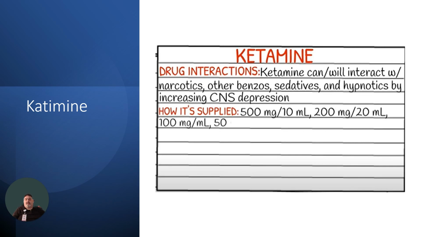Typically, you'll see it supplied in 500 milligrams in 10 milliliters, which is what we're going to be carrying. If we change that because of supply and demand or because of our suppliers, we'll always, of course, let you know. 200 milligrams in 20 milliliters and 100 milligrams in 50. So those are the common ways that you see ketamine supplied.